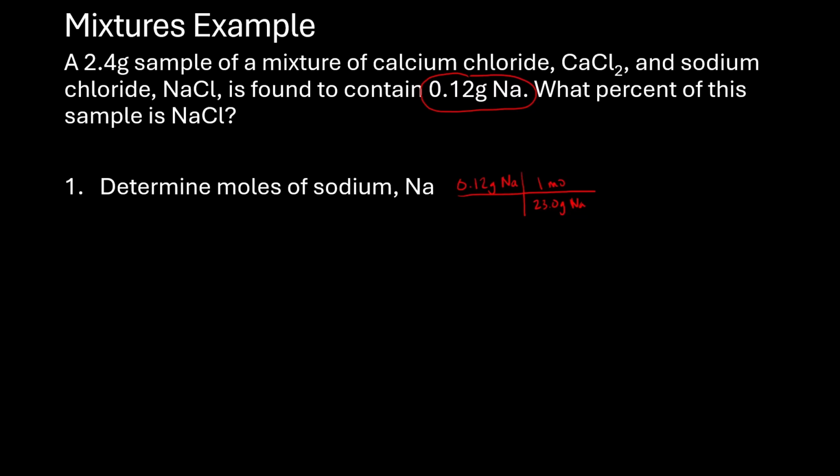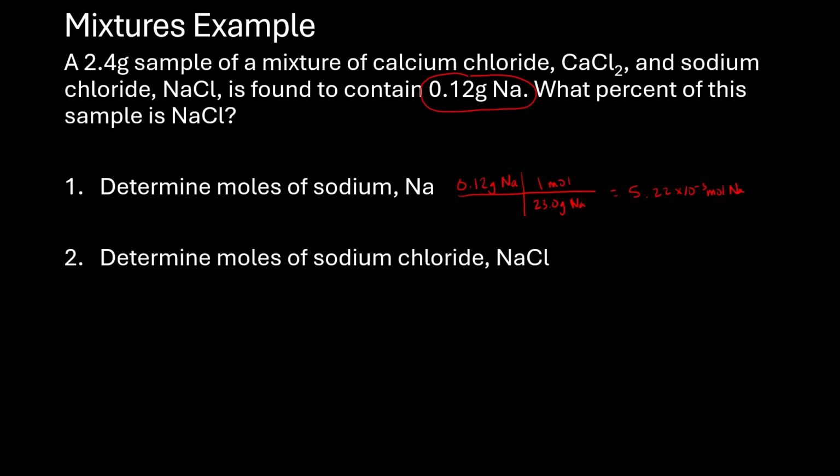over 1 mole. If we go ahead and divide that out, we are going to get 5.22 times 10 to the negative 3 moles of sodium. I wrote it in scientific notation because it's a little bit cleaner than writing all of those zeros in front of the 5. The next step then is going to be to determine the moles of sodium chloride.